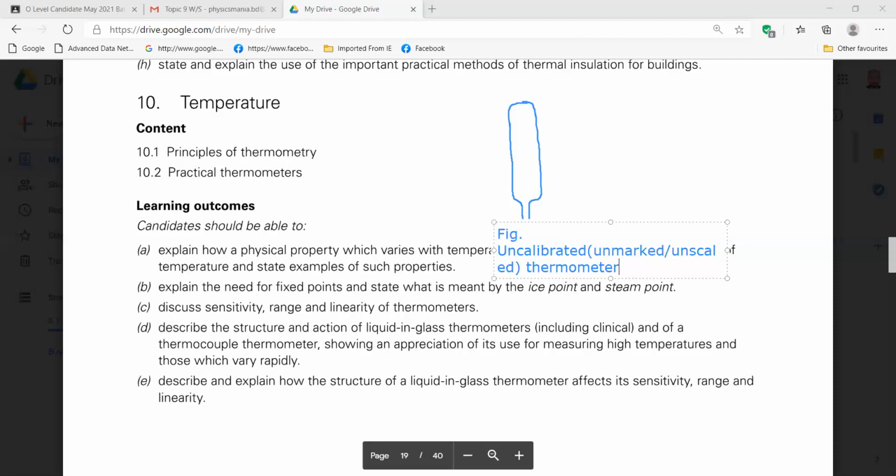So you write here, after drawing this, for calibrating the thermometer. Calibrating means what? Marking. Yes, mashallah. For calibrating or marking the thermometer, we need two fixed points, right?